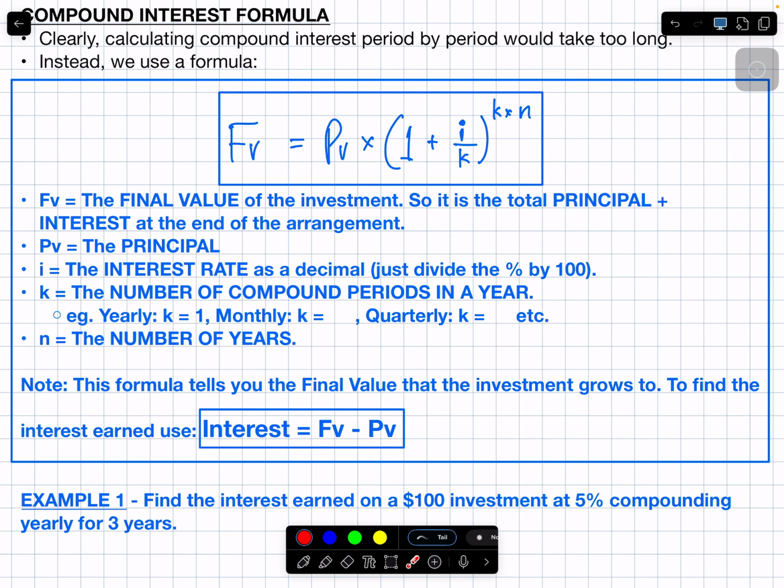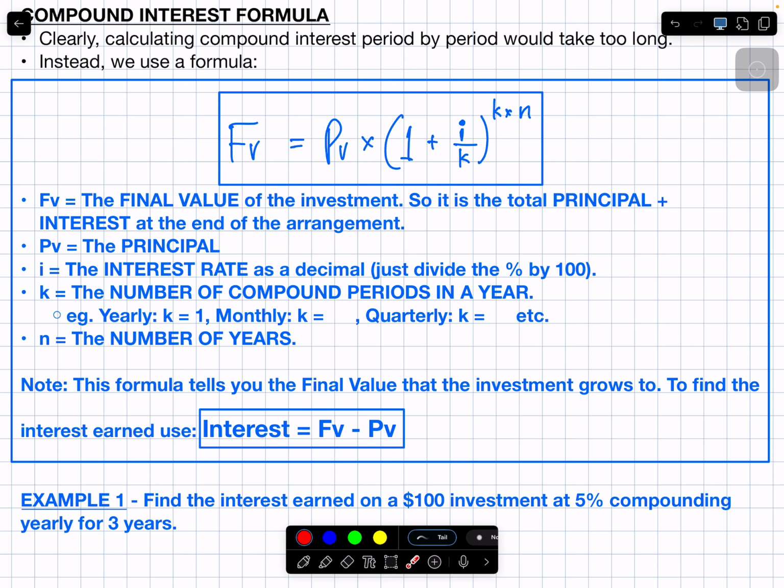All right, what does the small I stand for? It stands for the interest rate as a decimal. So you just divide the percentage by 100 and you'll get your answer. So if it was 5%, divided by 100, 0.05 would be the interest rate. K, you need to think about it a little bit.